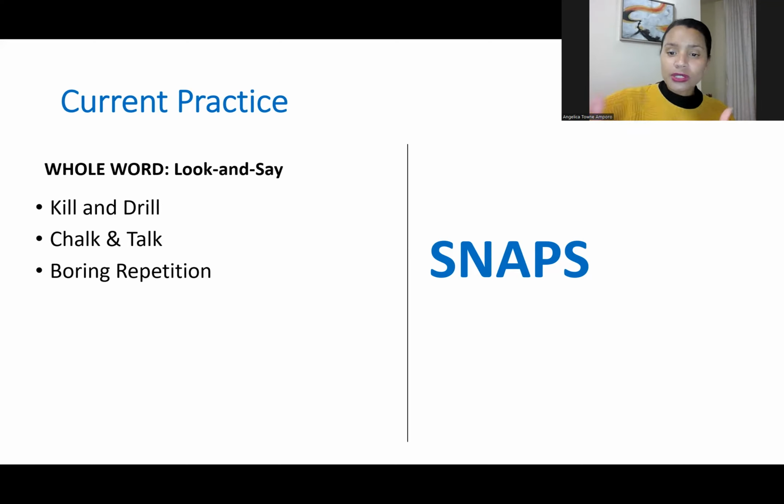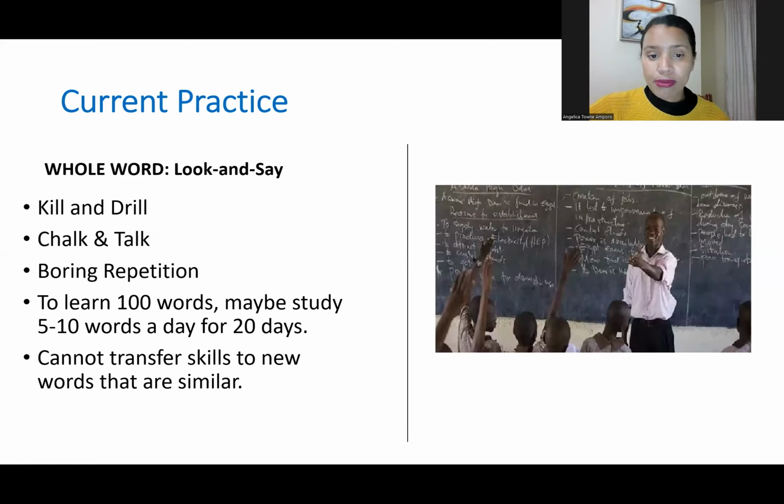Here's snaps, here's the word snaps down here. I'm going to drill and kill, which means we're going to write the word snaps 5 times. We're going to say the word snaps 20 times, right? Or I'm going to write it on the board and talk to you about this is the word snaps. And it's a lot of boring repetition to try and cram that whole word into your brain.